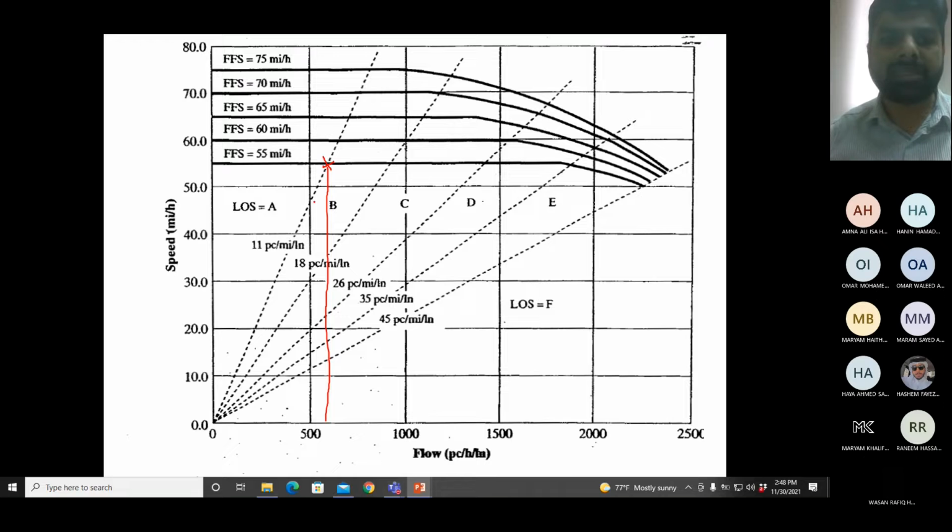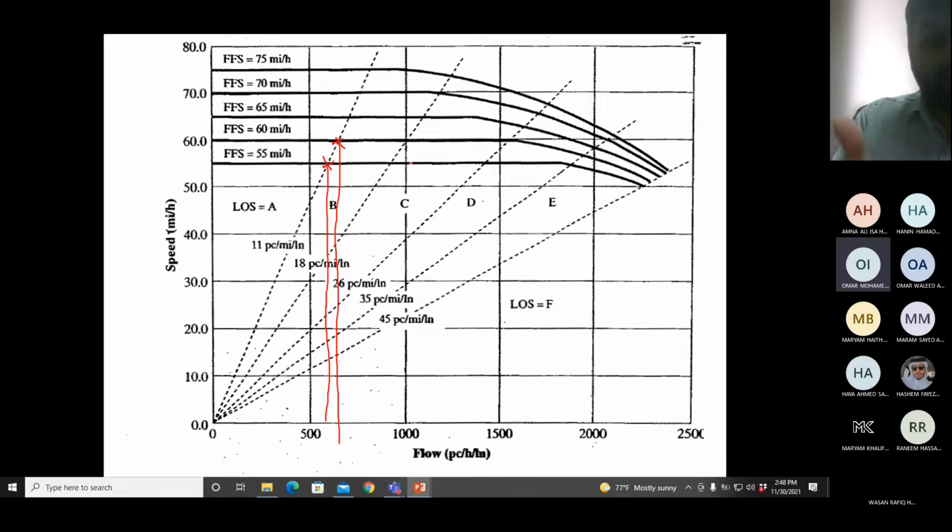If your free flow speed is 60, how much is the service flow rate for A? This value. Okay, and you can do the same thing with lines of B, C, D, and E. So wherever the lines are intersecting the curve, they are giving you the service flow rates for that level of service. This is the main contribution of these graphs.